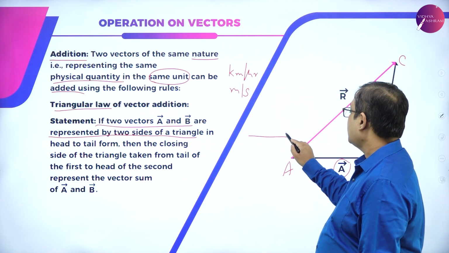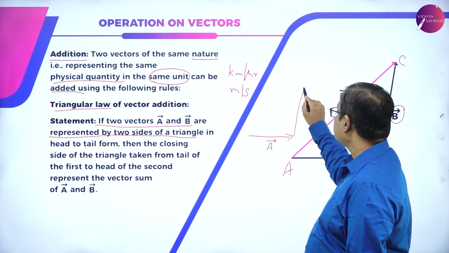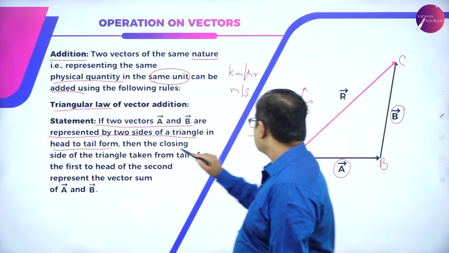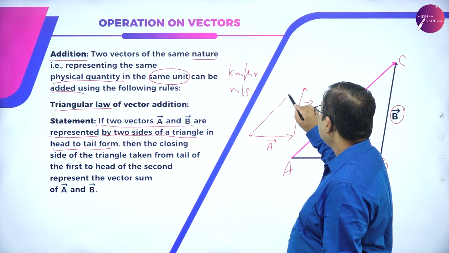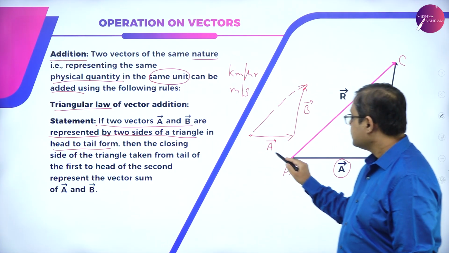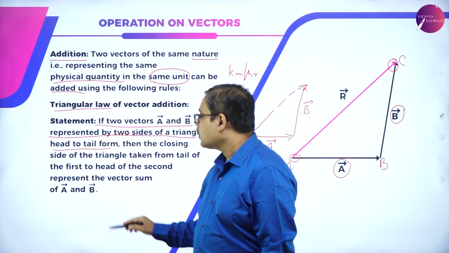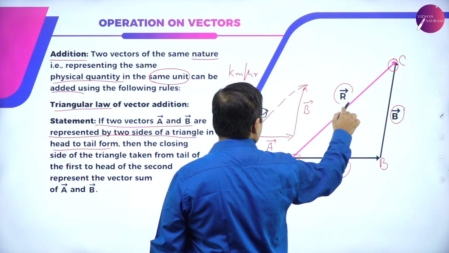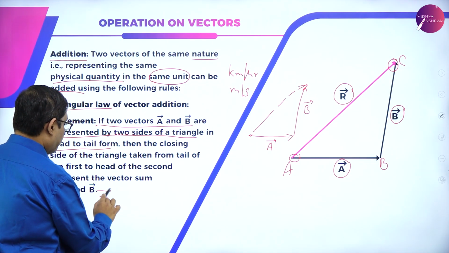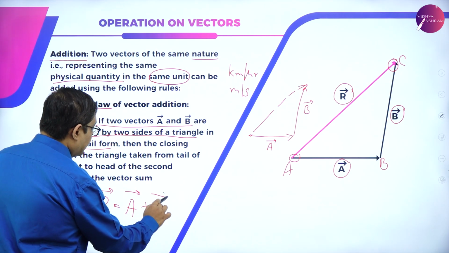This is one vector A. The head of the first vector joins the tail of the second vector. This is vector B, head to tail form. Then the closing side of the triangle, taken from the tail of the first, see, this is the tail of the first vector, this joins the head of the second vector. Then this third side represents the resultant or the sum of the two vectors. The resultant will represent, both in magnitude and direction, the sum of the two vectors A and B.